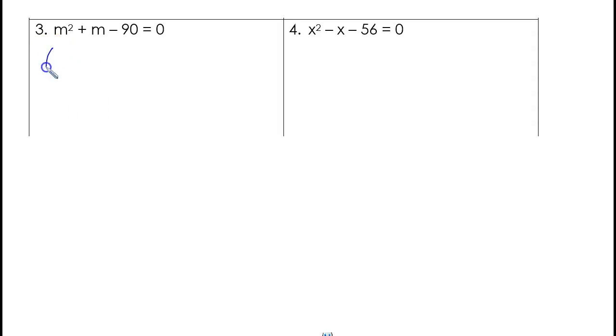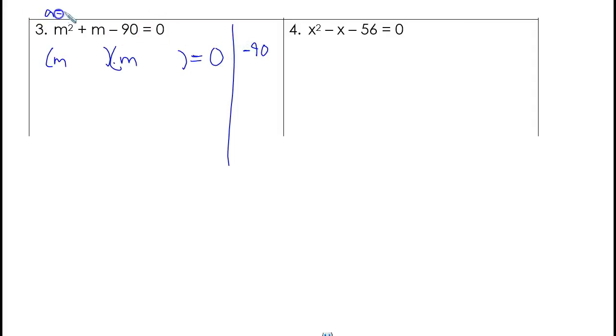So here we've got the variable m. I do notice that it is in descending order already, so I don't have to change anything. 0 is on the right, that's good. So I'll keep 0 on the right. And now I've got to find factors of 90. So let's come over here, maybe right here, and actually notice that it's negative.